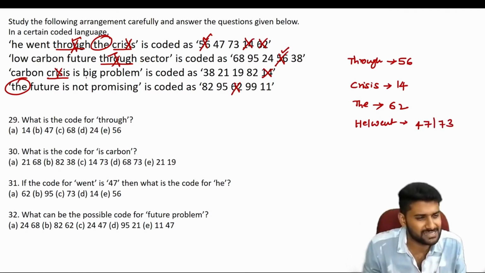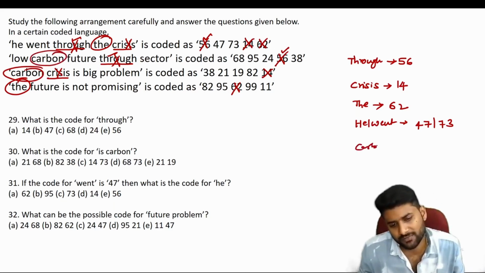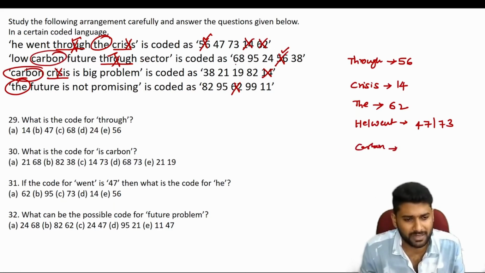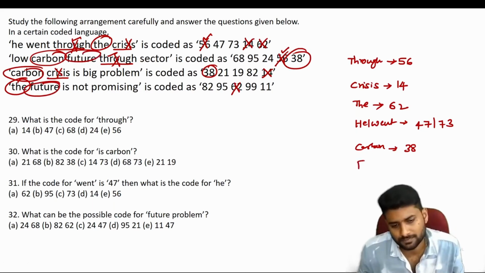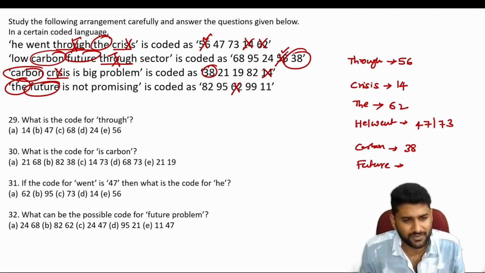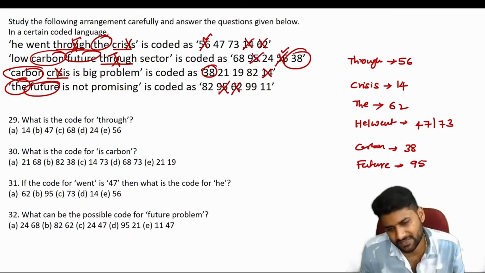Low carbon future. Let's check with the remaining one. Here the carbon is common. If a word is common, definitely the code language is also common. Check the common number here: 38. 68 is not common, 95, 24. So the carbon code language is 38. So what about low, future, sector? Here you can see future. So what is the code language for future here? Future code language: 68 is not repeated, 95. Future code language is 95.